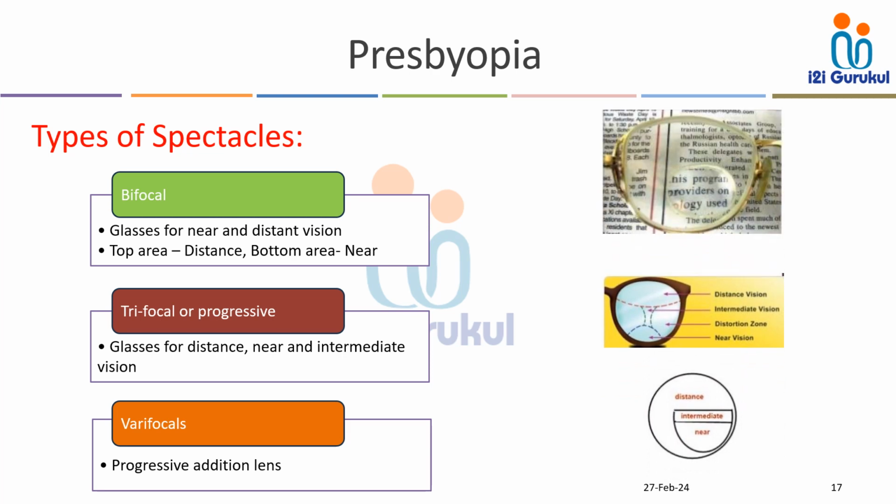Here you can see in the right side image, the top image is the bifocal. The second option is the trifocal, or a progressive spectacle, where the glasses are given for distance, intermediate as well as near. And finally, varifocal progressive addition lenses can also be prescribed to these patients.